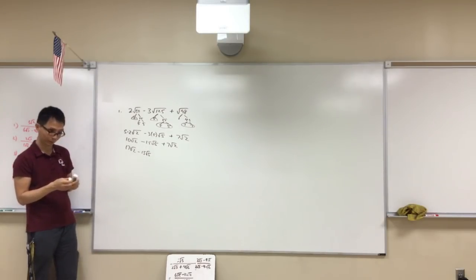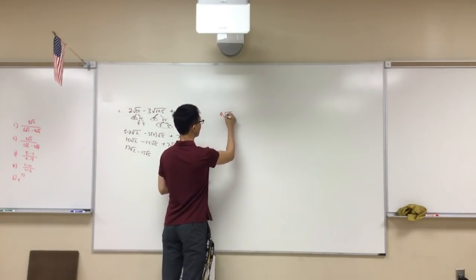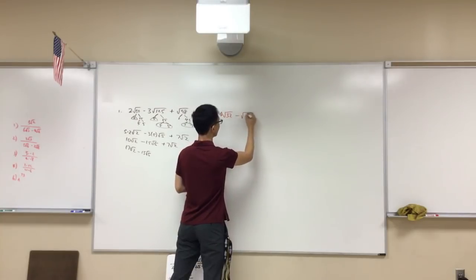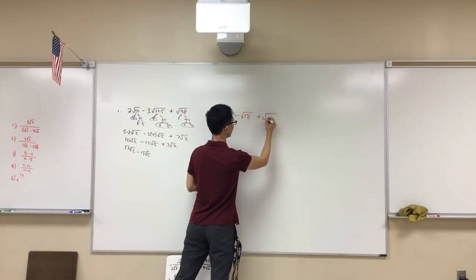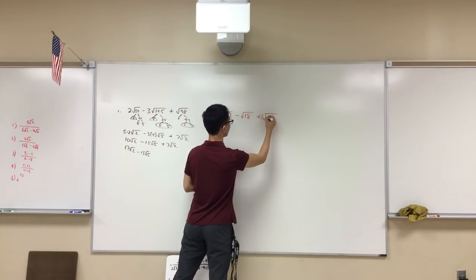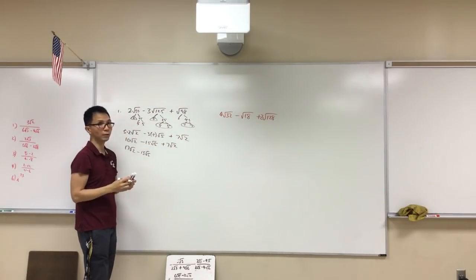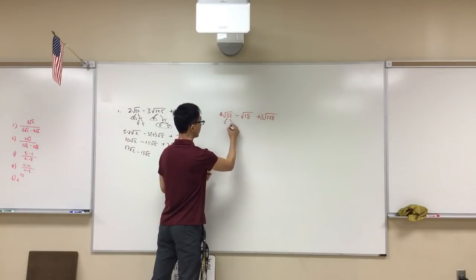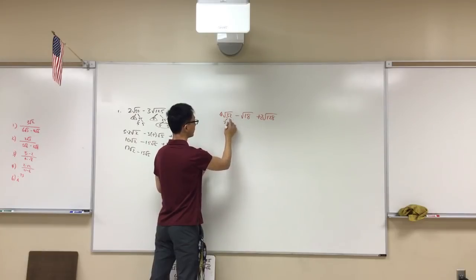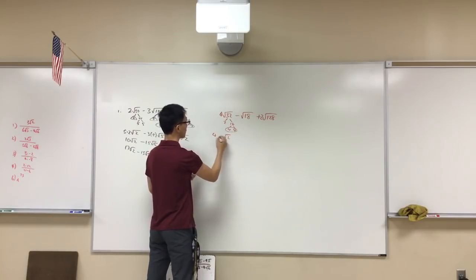What's the next question? 4 radical 32 minus radical 18 plus 2 radical 128, with the 2 outside the radical. Same thing on this one. You should be able to do this one now, once you know how. Again, just break down as much as you can. I'm just gonna do 4 and 4 because that's easier for me. So it's gonna be 4 outside and the root 2 inside, times 4.